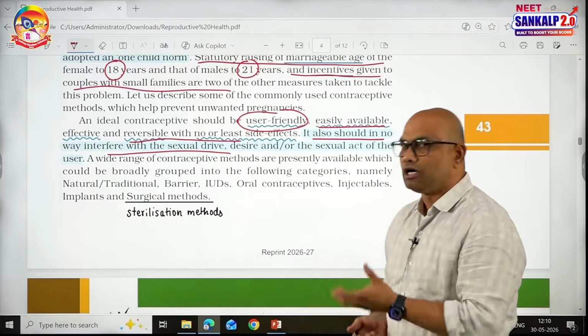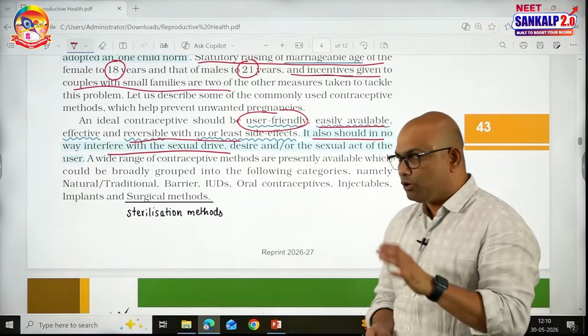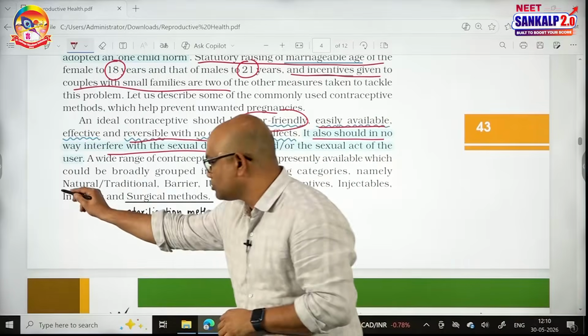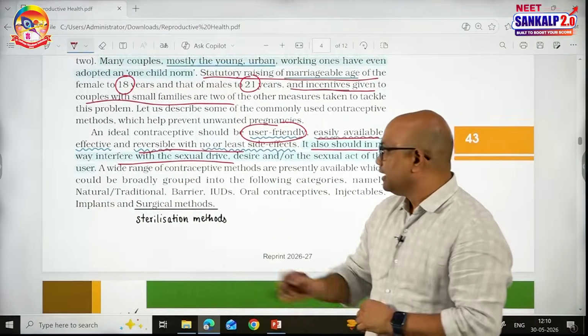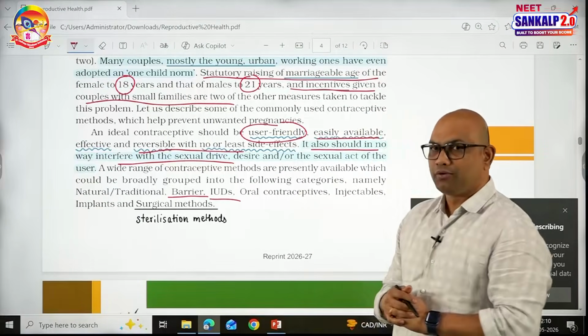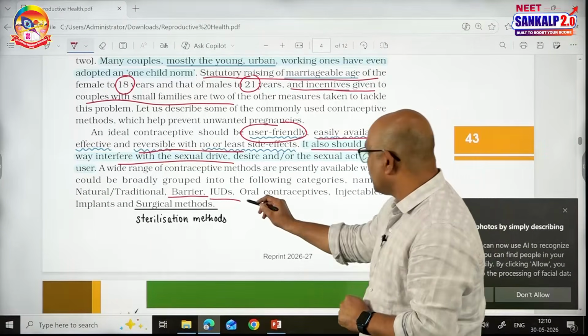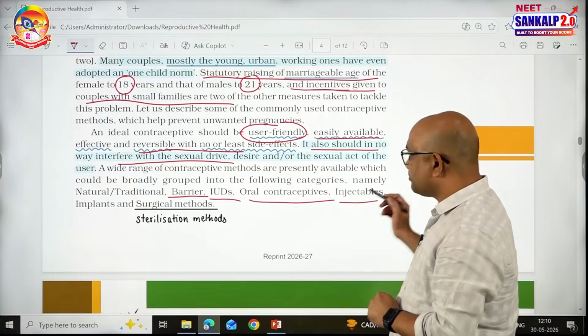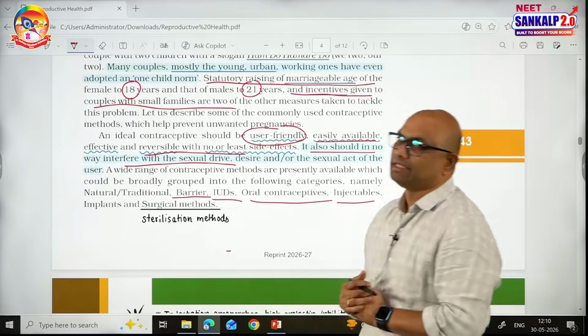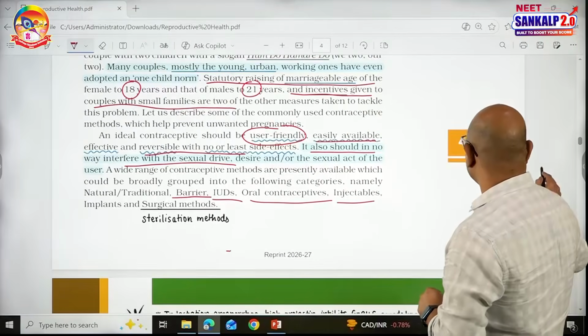A wide range of contraceptive methods are available. The important contraceptive methods include natural methods, which are also called traditional methods, barrier methods, IUDs, intrauterine devices, oral contraceptives, injectables, implants and surgical methods, which are also called sterilization methods. Let us discuss these methods one by one.